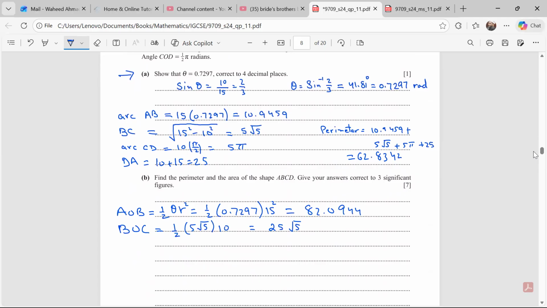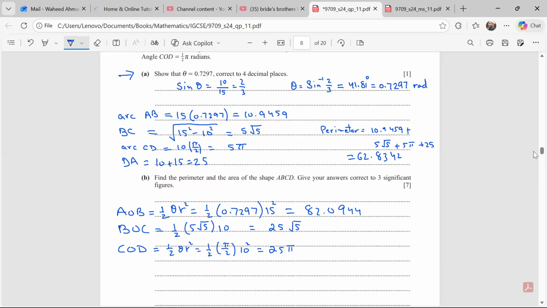That is the area of BOC. Now this sector COD is a quarter of a circle. Again, you use the formula half theta r squared. So half, theta is pi by 2, and r squared is 10 squared, 100. So 100 over 4 is 25 pi.